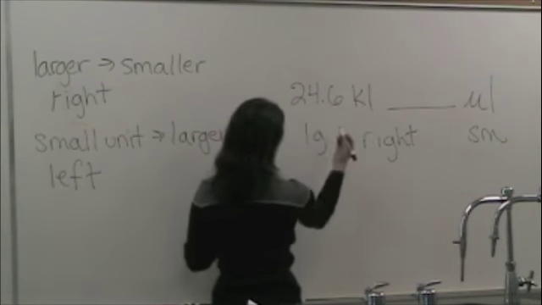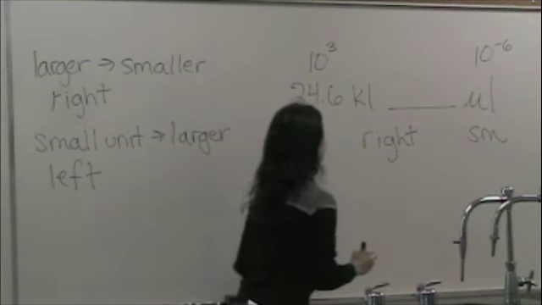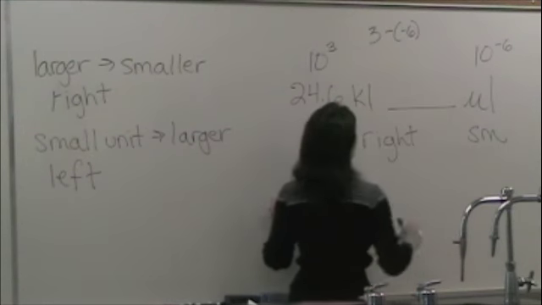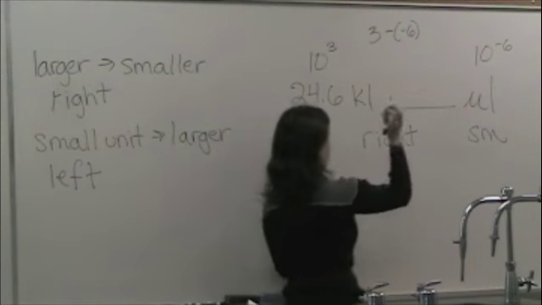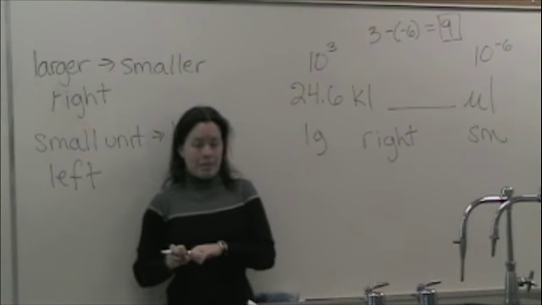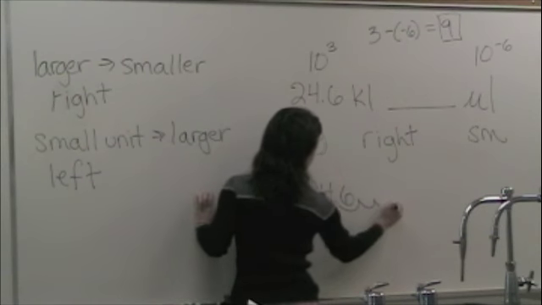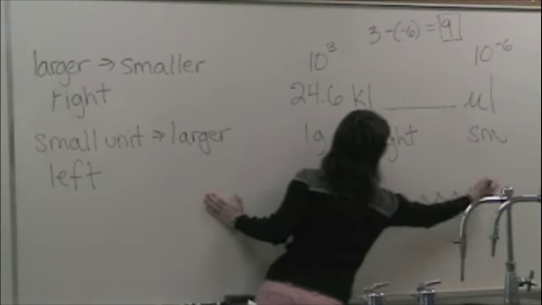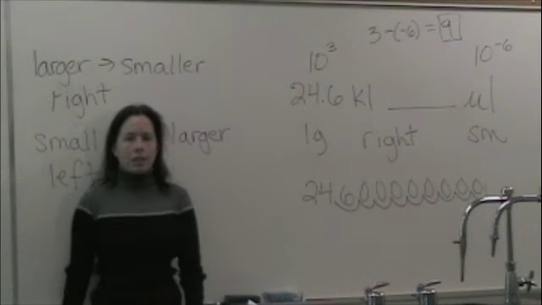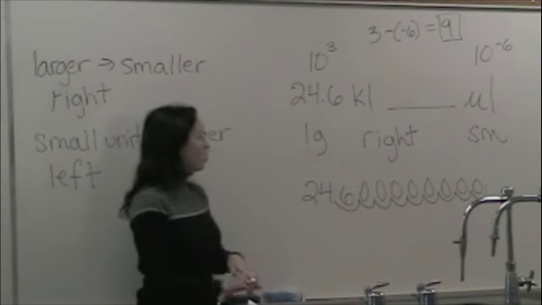Let's figure out how many places. Kiloliters is 10 to the third. Microliters is 10 to the negative 6. So if we have the powers, 3 minus a negative 6 is the same thing as 3 plus 6, so it's a difference of 9. So we're going to have to move that decimal point 9 places to the right. So 24.6, 1, 2, 3, 4, 5, 6, 7, 8, 9. This is a lot of microliters in a kiloliter. Okay, this is as hard as it's going to get for you guys this semester. I won't make it any more complicated than this one.